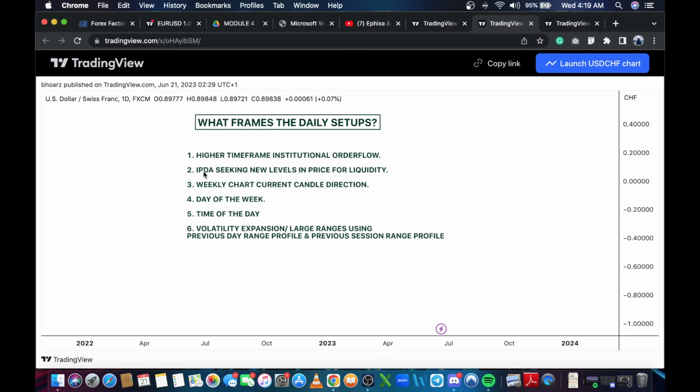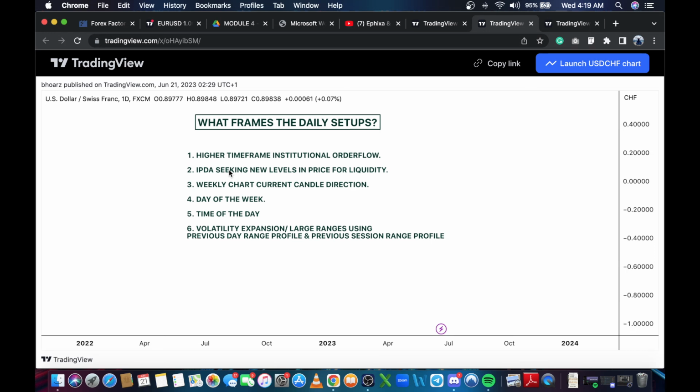Number 2, we need IPDA seeking new levels in price for liquidity. Essentially what this is, you're looking for the probability of one-sidedness on the daily time frame. I've talked about this in the short-term trading module, and you're looking for willingness to expand on the higher time frame. You don't want to see consolidation. You're looking for clear order flow, okay, with a clear objective, and that's what creates one-sidedness on the daily time frame.